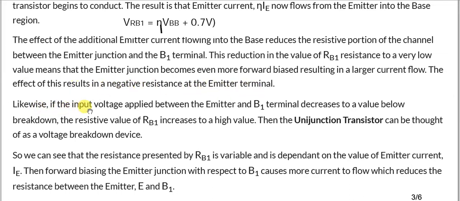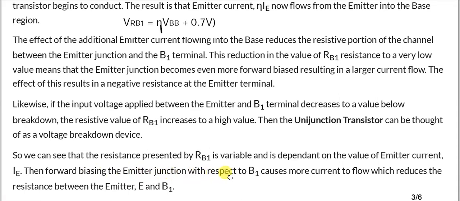Likewise, if the input voltage applied between the emitter and B1 terminal decreases below the breakdown value, the resistance of RB1 increases to a high value. The unijunction transistor can be thought of as a voltage breakdown device. So we can see that the resistance represented by RB1 is variable and is dependent on the value of the emitter current IE.